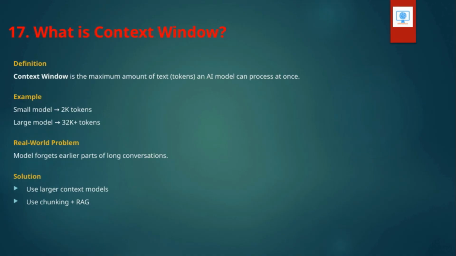So, what's the solution? To address this, we can use larger context models that can handle more tokens at once. Another effective approach is to use chunking combined with Retrieval-Augmented Generation, or RAG, which helps the model access relevant information without being overwhelmed. Overall, understanding the size and limitations of the context window is crucial for designing more effective AI systems, especially when dealing with long or complex inputs.